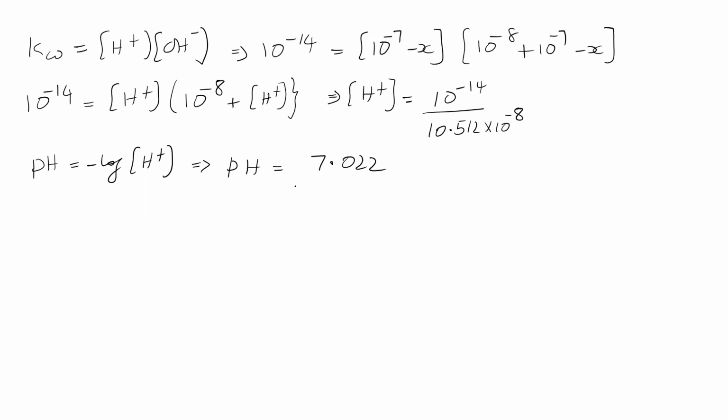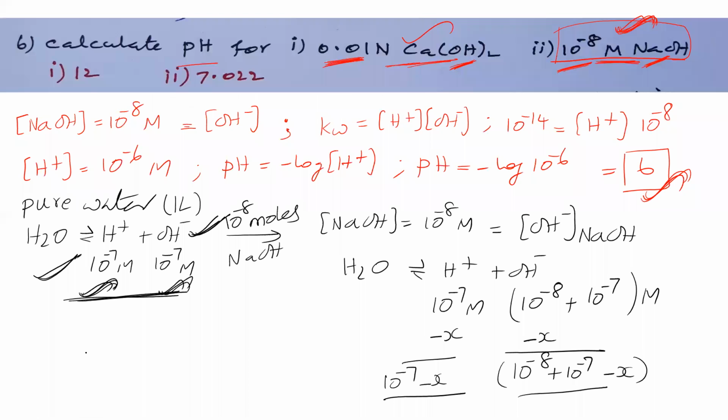Now see, we got pH greater than 7. Why did we get pH greater than 7? In the previous case we got pH less than 7, now we got pH greater than 7. Because we have now considered the water contribution of hydroxide. If the concentration of base is very low, then we have to consider the water contribution. If the concentration of base is high, then we can neglect the water contribution.